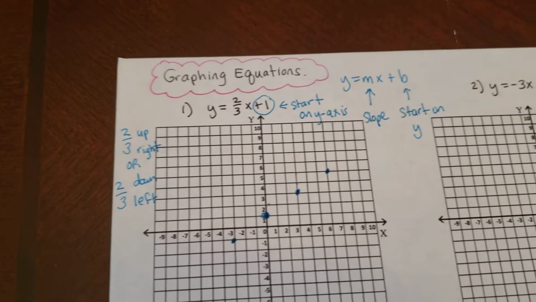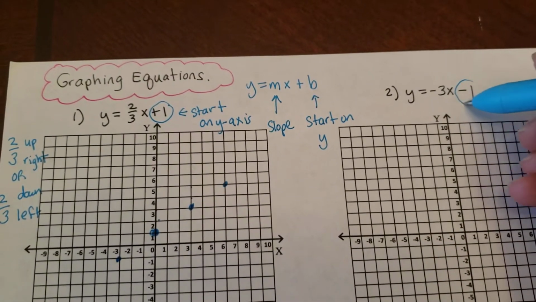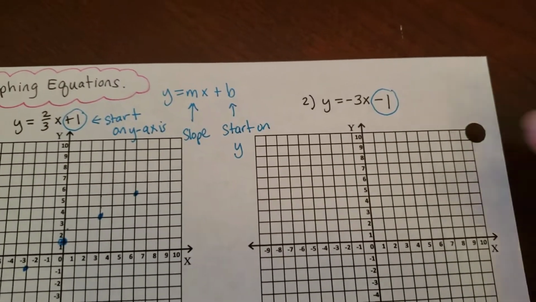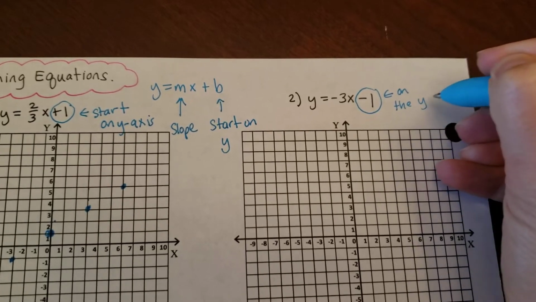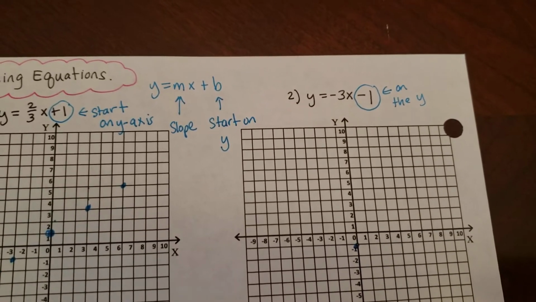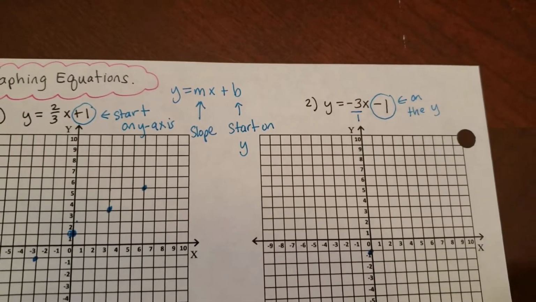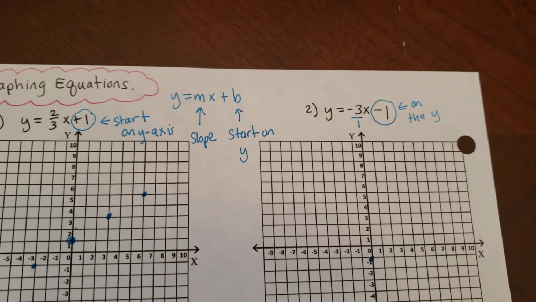So if we go over to our second graph, again, take the whole number that doesn't have an x by it. You're going to be starting at negative 1 on the y. So negative 1 on the y is down here. And then our slope does not have a bottom number, so you're going to put it over 1. So our slope for this example is going to be negative 3.